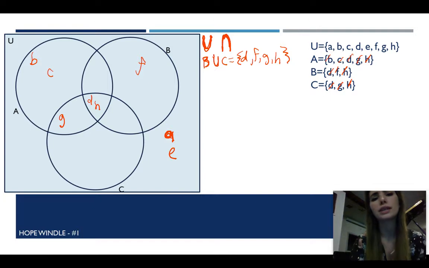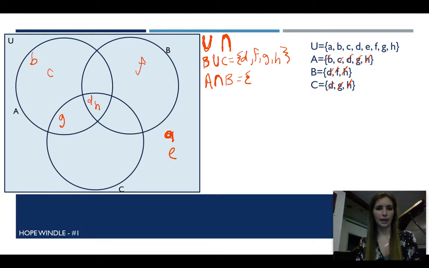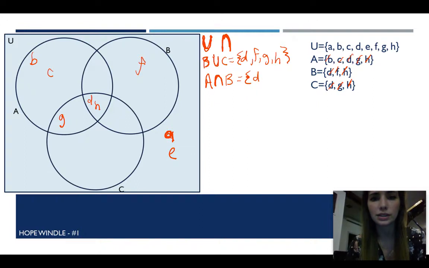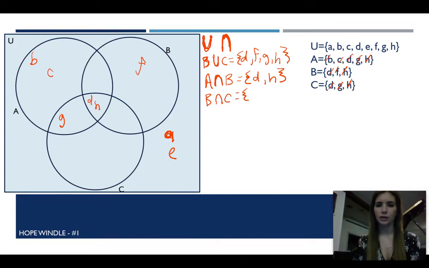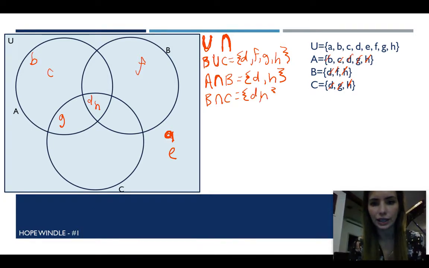Okay, and now we're going to see where the sets A and B intersect. A intersect B. So let's check out the elements that are in both A and B. Well, when we look at our Venn diagram, we see that the only two elements that these sets share are going to be the letters D and H. Okay, let's try to see where B intersects C. Okay, it also looks like these share D and H elements.